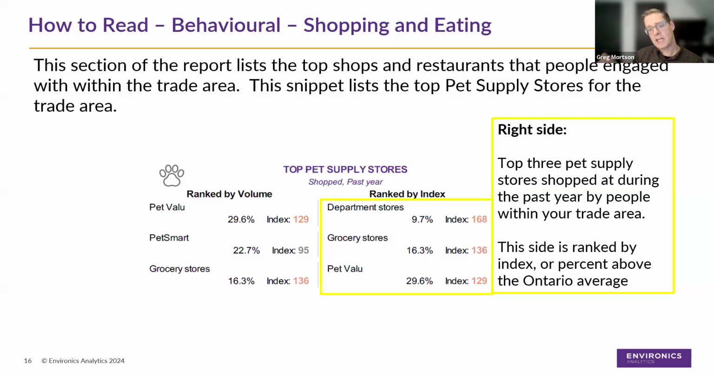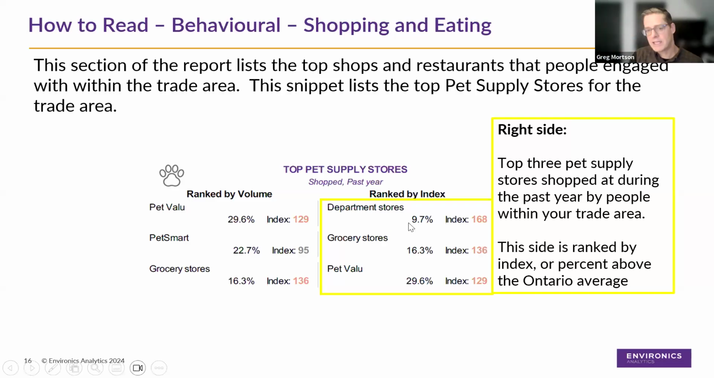The section on the right is where we've ranked it by index. So the way we can look at this is, okay, how are, again, the people and the households within my trade area, how are they different than what's happening in the rest of the province? So you can see here that we've ranked department stores at the top in this case. And we've ranked them highest because they're 168 index, or they're 68% higher than the provincial average for shopping for pet supplies at department stores. So that's our top over-indexing category, and that's why it's ranked at the top.